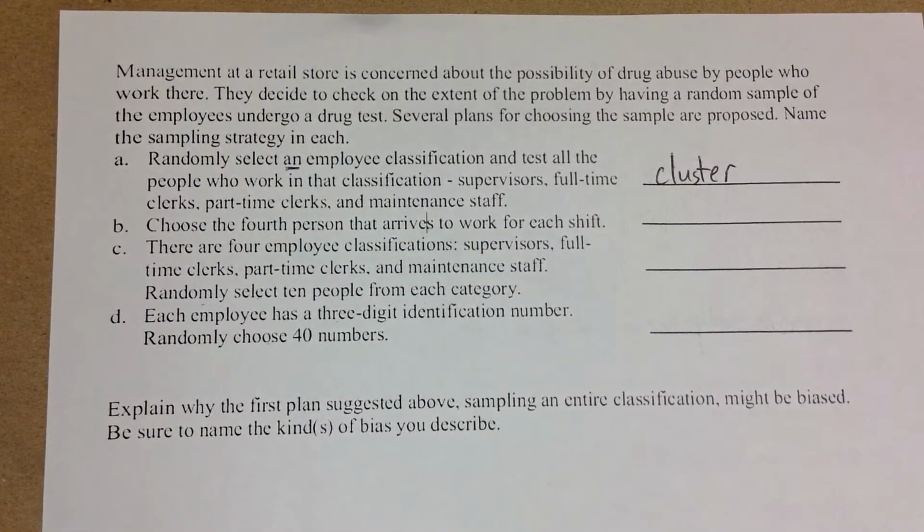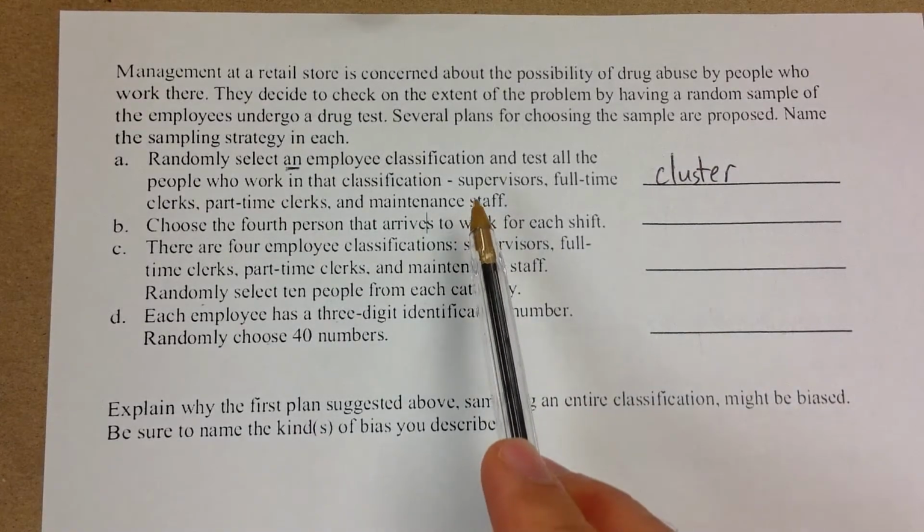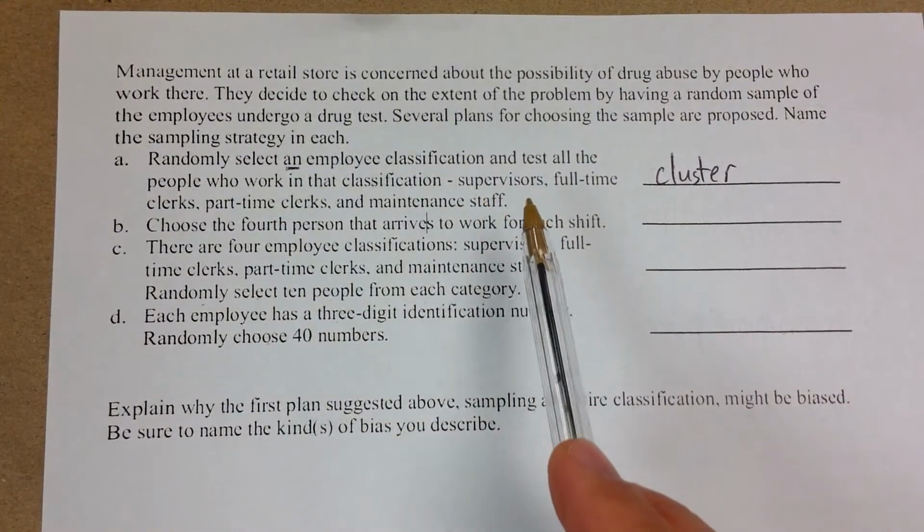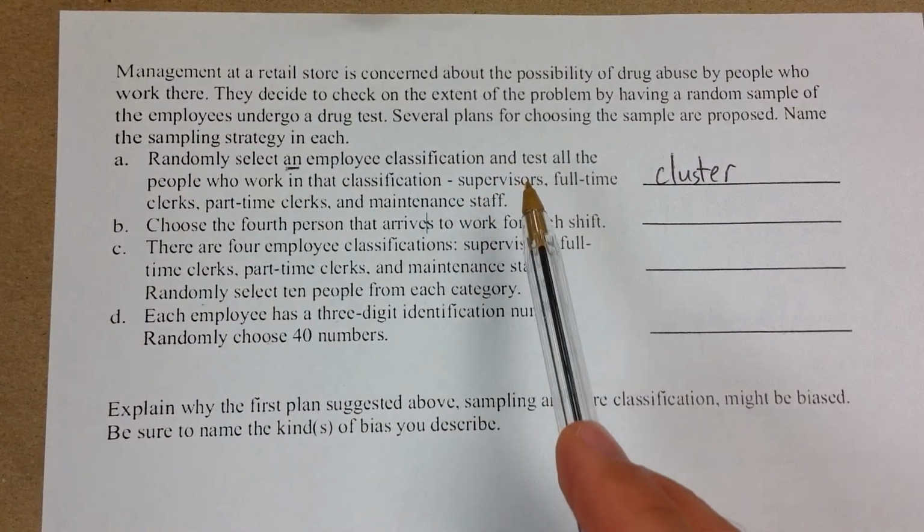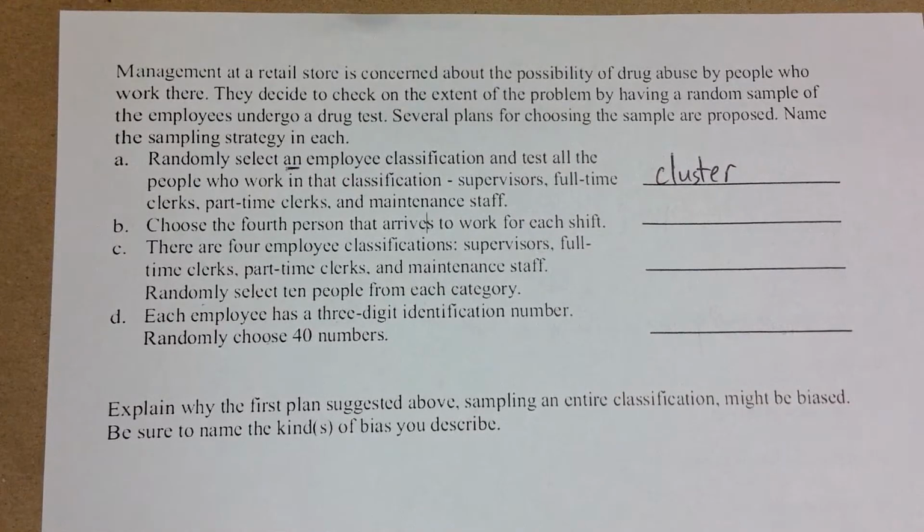I disagree. Yes? Could it also be multi-stage? Explain how it could be multi-stage. Because you are kind of doing stratified because you go in certain groups. But with stratified, you're going to each of the groups. Oh, yeah, you're making sure to cover each of the groups. Yep. Here we're just picking a random classification, like supervisors, maybe at random. And then we just go to all the supervisors and give them a drug test. And I guess we're assuming that that represents the population, which certainly might not be true. Any questions on A?